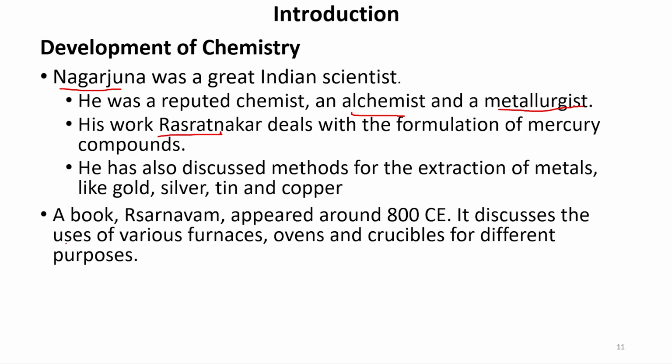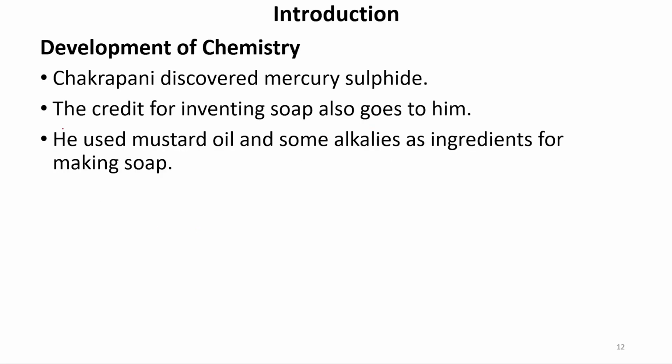Now, Rasarnavam, around 1800 AC, discusses various furnaces, ovens, and cubicles, which were used for different purposes. So Rasarnavam is basically about furnaces. For those who have not heard of it, a furnace is just a heat chamber which can be used to mold metals and other things into daily useful materials.